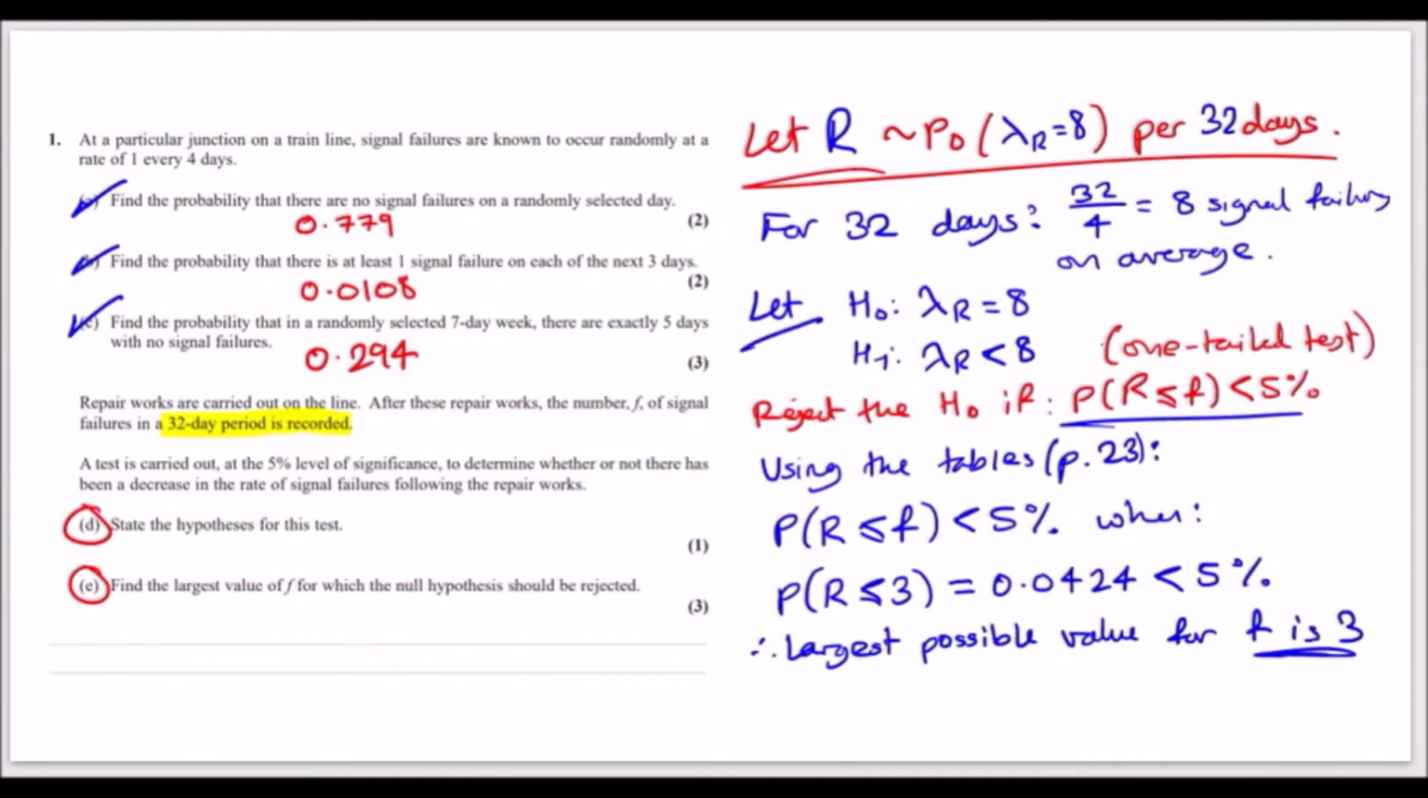Okay, so what do we have here? I've literally reorganized all of this one, so let's have a careful inspection. Repair works are carried out on the line. After these repair works, the number F of signal failures in a 32-day period is recorded.